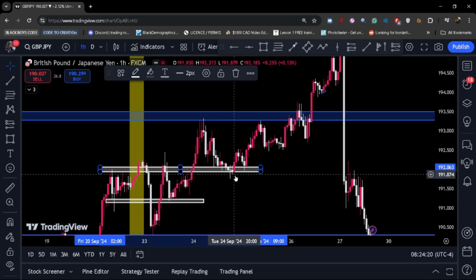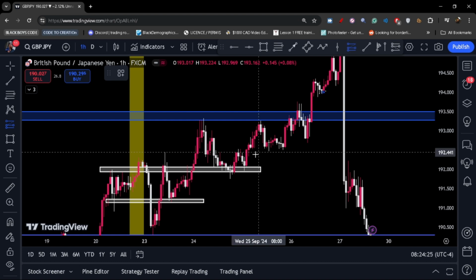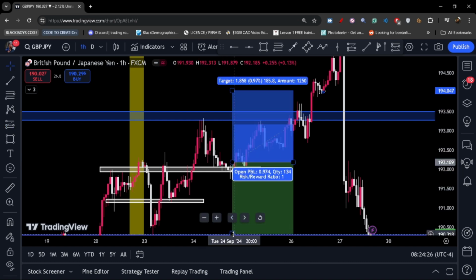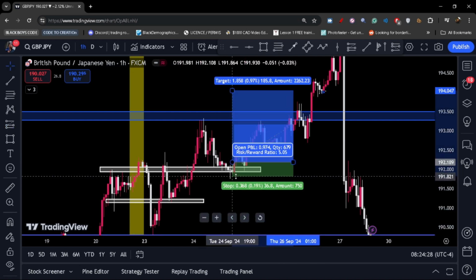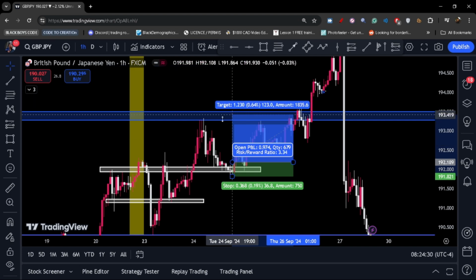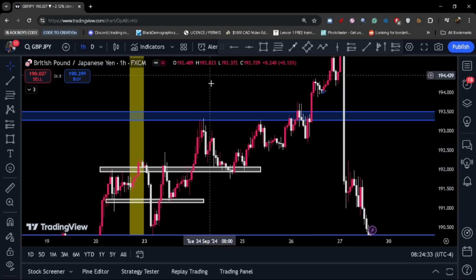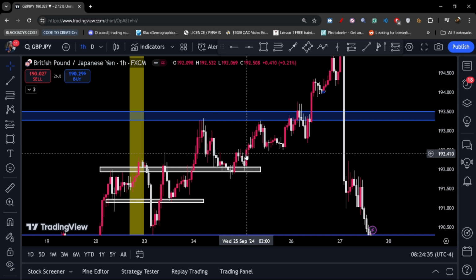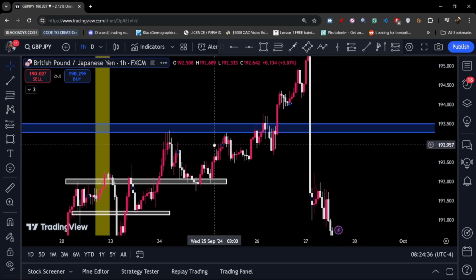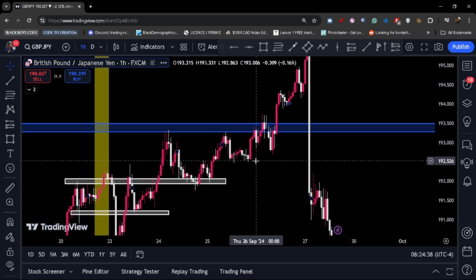As you can see, boom, another area of interest here, another entry. You place your trade like this, stop loss just right below there, TP right there, boom, another 1 to 2, right? Same thing here again, another entry again, boom, right? You can see how price is literally reacting again, another area of interest here.